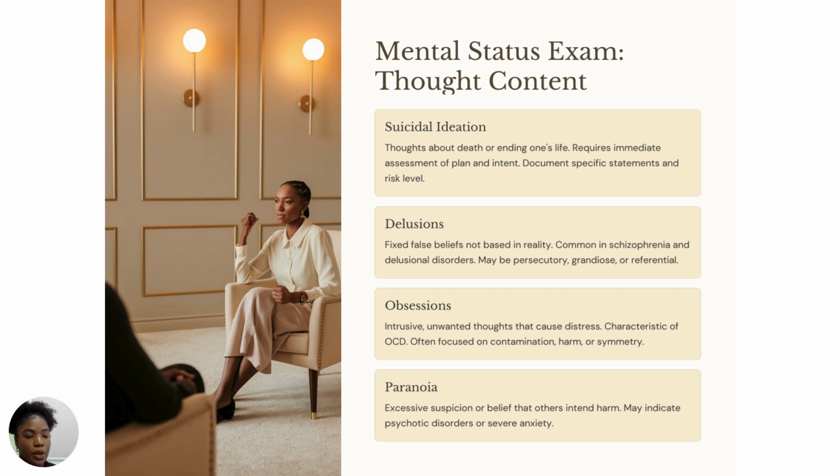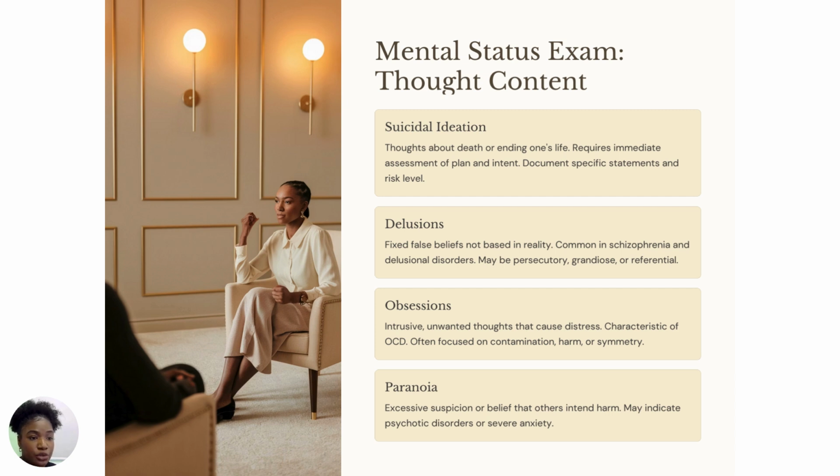And this is important because thought content will let you know if a client is having suicidal ideations or homicidal ideations, if they are thinking about death or ending one's life, if they require immediate assessment of plan and intent. So always document specific statements and their risk level.